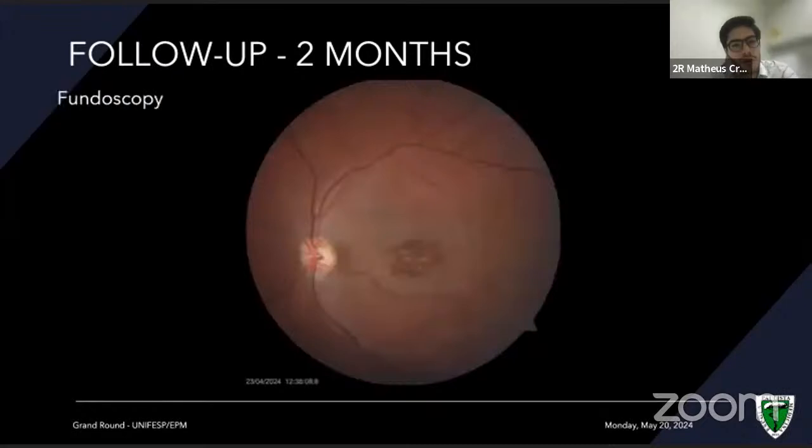So here the fundoscopy of the left eye after 2 months of the beginning, and we can see temporal pallor here of the optic disc. We can see pallor in the posterior pole as well. You can see this well-defined lesion affecting the foveal area with dark appearance and with yellowish dots in the middle that could correspond to exudates or tissue disorganization. And we could see there a good perfusion in peripheral areas.